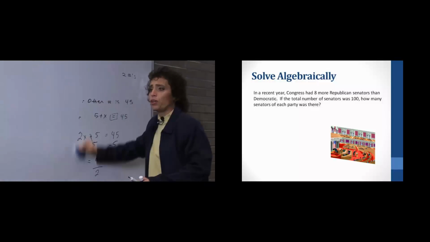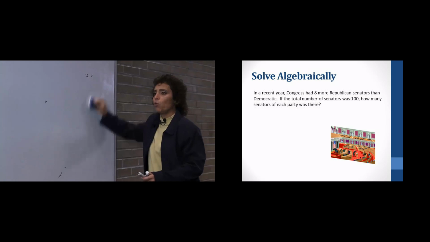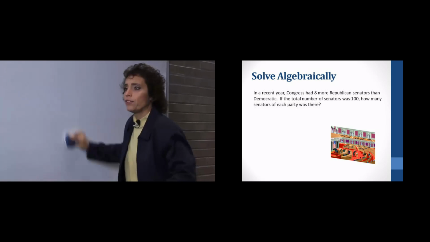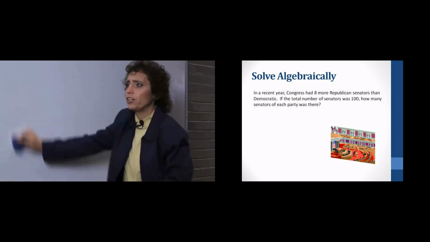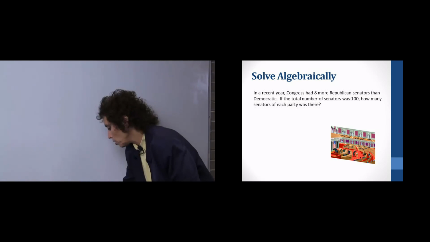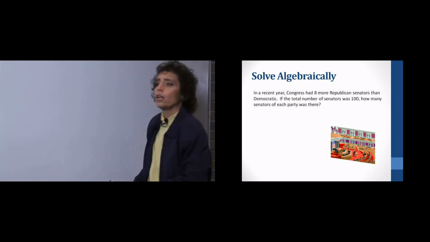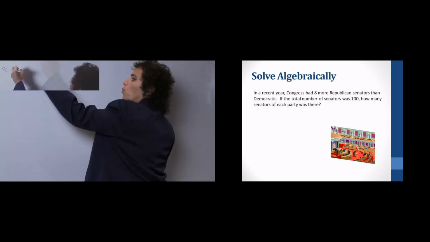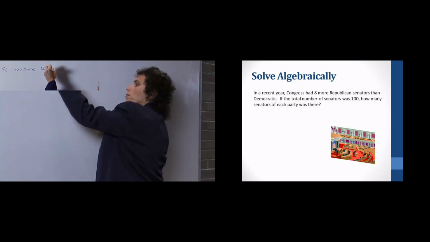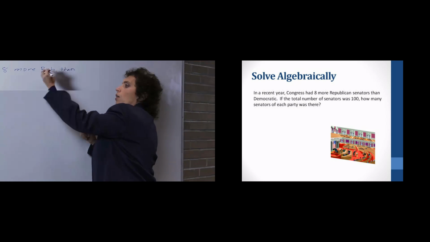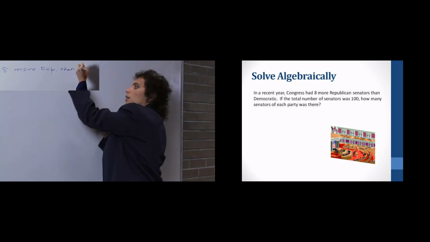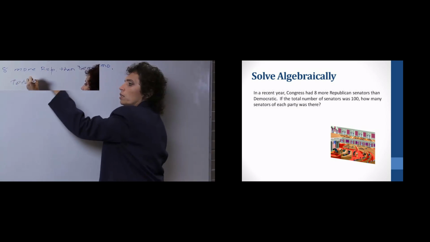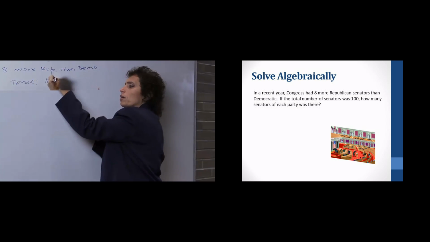It says, in a recent year, Congress had 8 more Republican senators than Democratic senators. If the total number of senators was 100, how many senators of each party were there? Okay, so here's what you got. In a recent year, Congress had 8 more Republican senators than Democrats. Okay, total senators is 100. How much of each party?